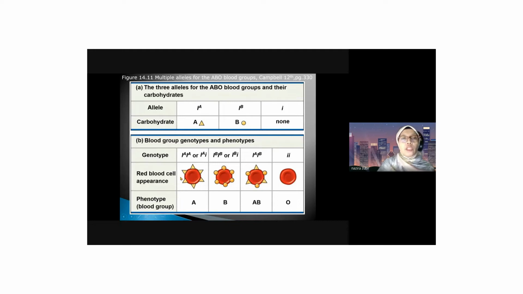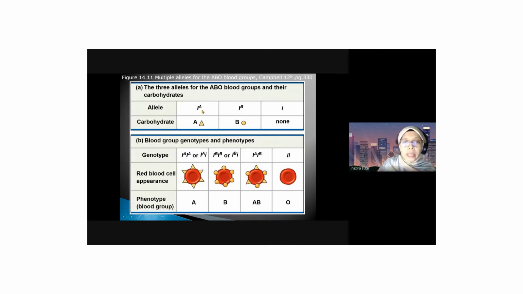Okay, this figure shows the multiple alleles for ABO blood groups. There are 4 different types of blood group: A, B, AB, and O. There are 3 different alleles, IA, IB, and I or IO. So 3 alleles. This is multiple alleles because it has more than 2 alleles in a gene. These are called multiple alleles.